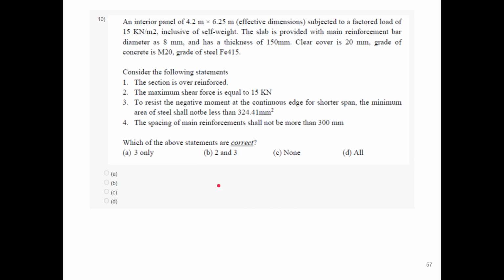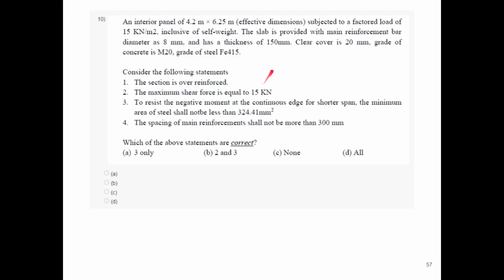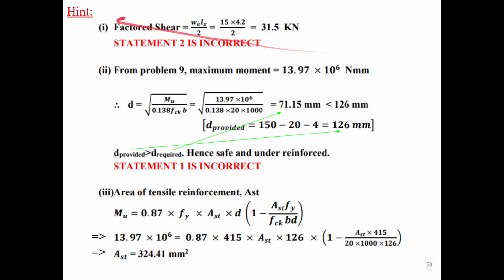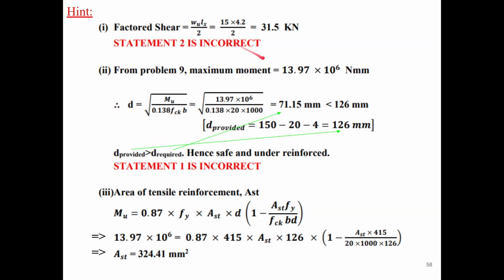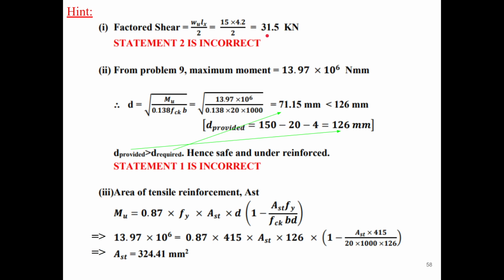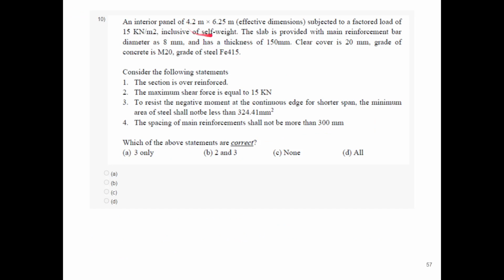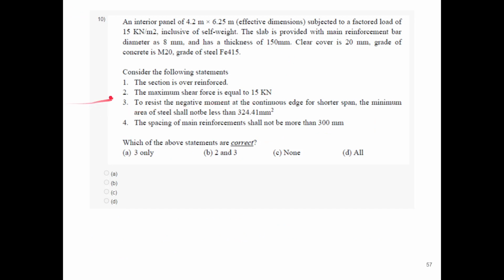So let us solve this. The factored shear will be Wu into Lx by 2 in the shorter span. So it will be 15 into 4.2 divided by 2, which comes to 31.5 kilonewton. If in the shorter span only it is 31.5, then in the longer span, Ly, which is 6.25 and greater than 4.2, it will definitely be higher than 31.5 and will not be 15. So the second option is incorrect.